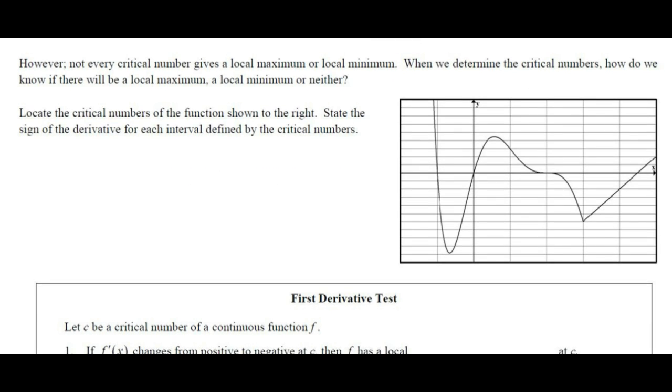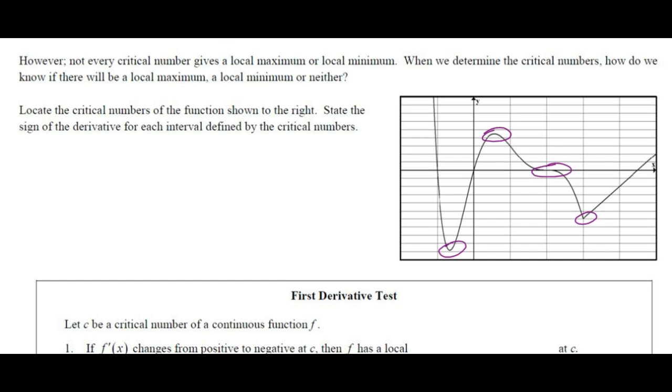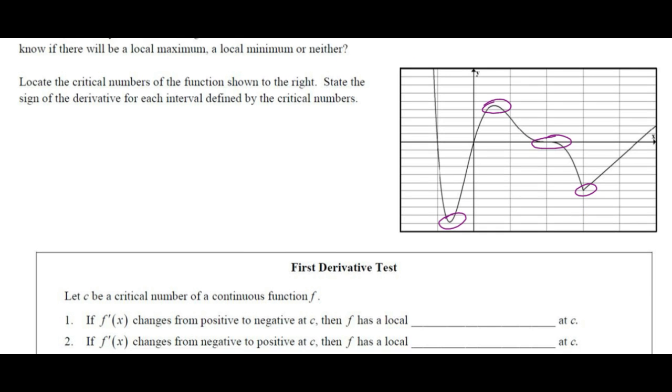Locate the critical numbers of the function shown to the right. Okay, so where are we going to indicate these? Okay, so we'll just kind of circle, right? So where the first derivative would be 0, or where it does not exist, right? I think we've kind of covered those off.